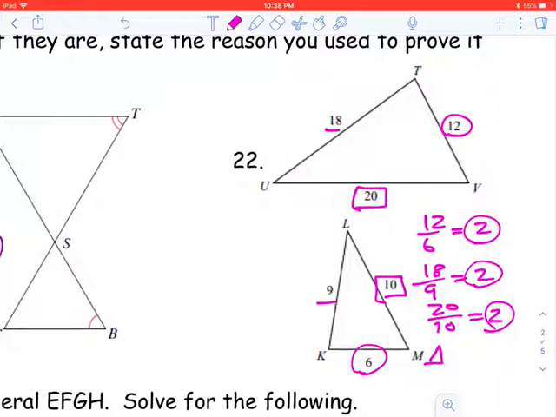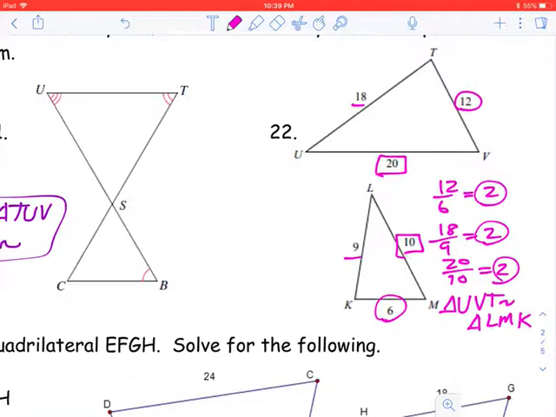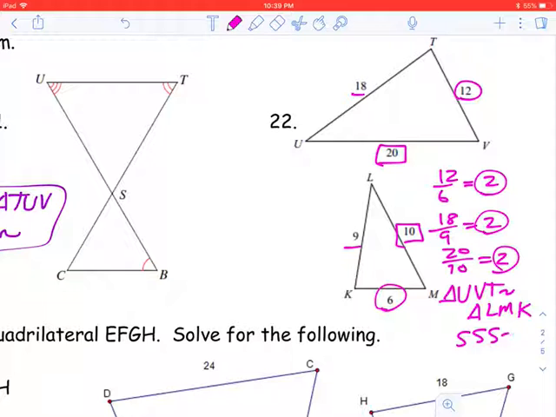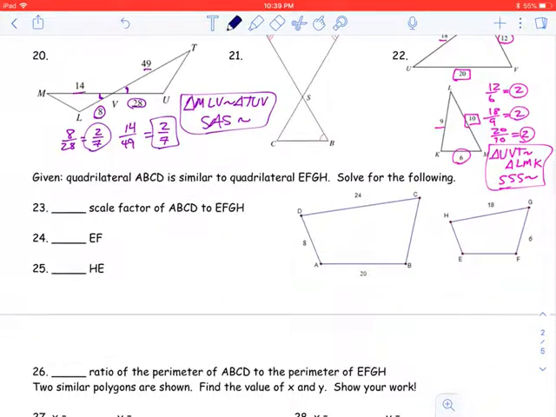Okay, so I'm going to start with the largest side. So I've got U, V, T. Similar to triangle, and then the biggest one is L and M, K. And that is the case by side, side, side similarity. So again, the order does matter. So pay close attention to what the order you're listing in.